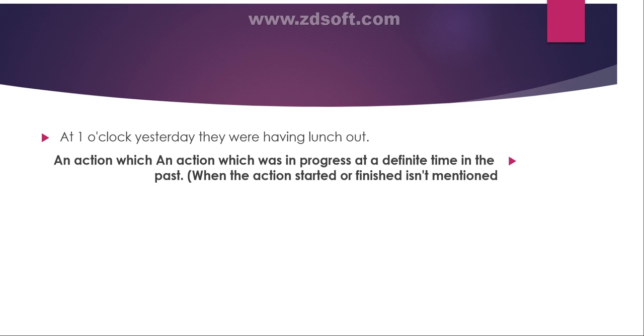Look at this example, it's very important. At 1 o'clock yesterday they were having lunch out. We know exactly when they were having lunch. So we use past continuous when we know exactly when the action happened. For example, yesterday at 6 o'clock, I was watching TV. What were you doing yesterday at 6 o'clock? I was watching TV.